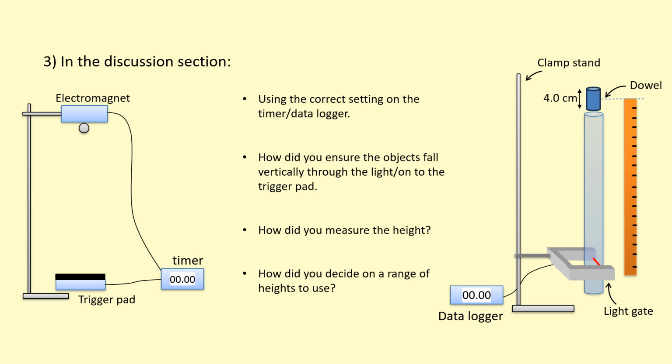But at the same time, you can't use very small heights to drop the ball by, because you're measuring the height with a ruler. And if you're measuring something that's very small, like a small height, then you're going to have a bigger percentage uncertainty in that measurement. So we want to avoid very small heights, and we want to avoid very large heights.